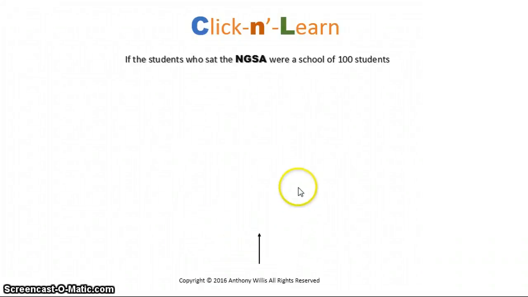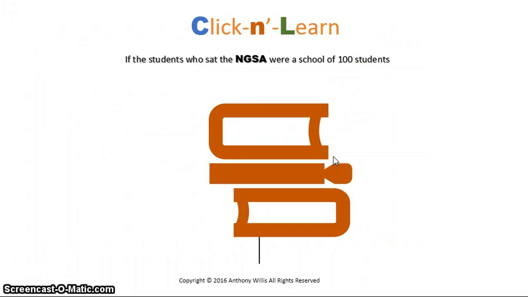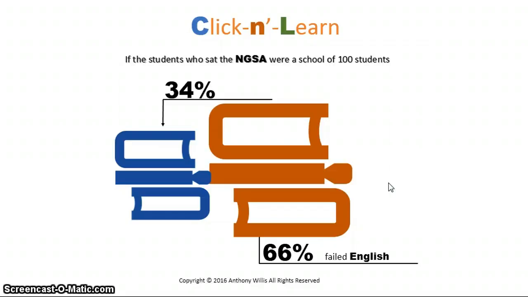Click and Learn. If the students who sat the National Grade 6 Assessment exam were a school of 100 students, then B could represent students who sat English as the symbol there. 66% failed English, 34% passed English. Bearing in mind, around 11,000 students sat that exam. 66% of 11,000 is a huge amount of students failing English.